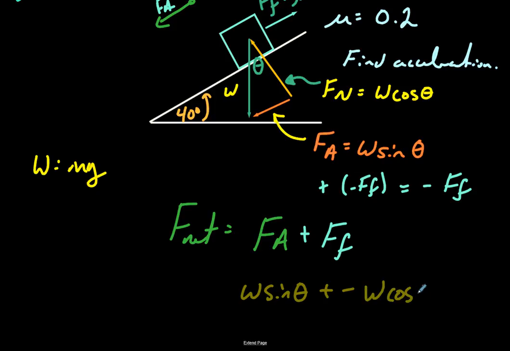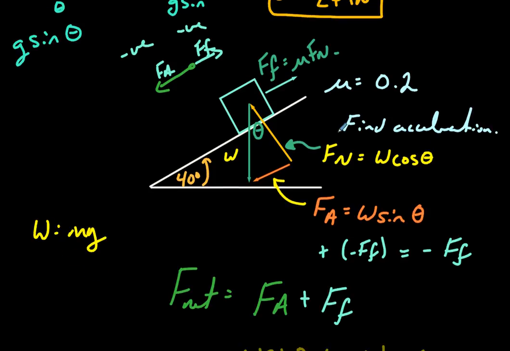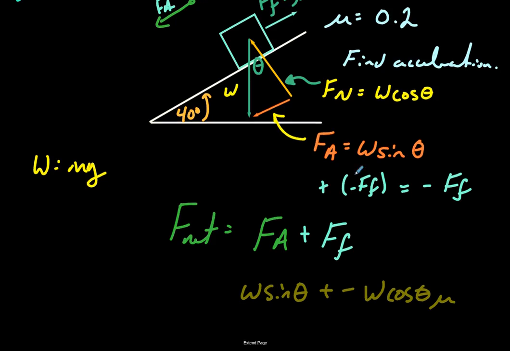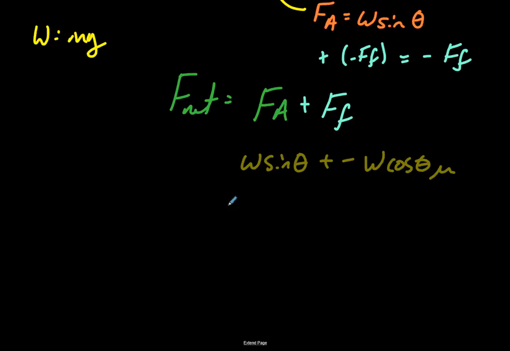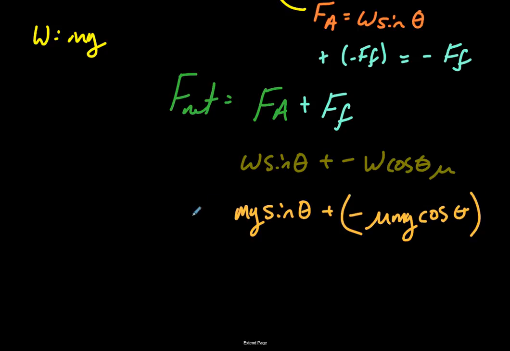W cos theta times mu, right? Because it's Fn times mu. That's the definition of Fn. Then FF is mu times Fn. Okay? And then let's replace the W with what we know it stands for. So mg sine theta plus negative, I'm just going to move the mu to the front, mu mg cos theta. Put brackets around that. And we know that this will give me my F net.